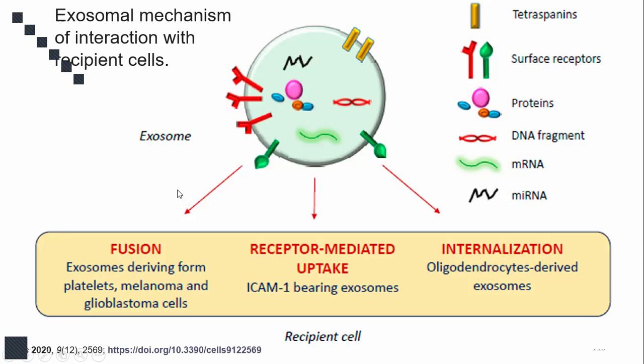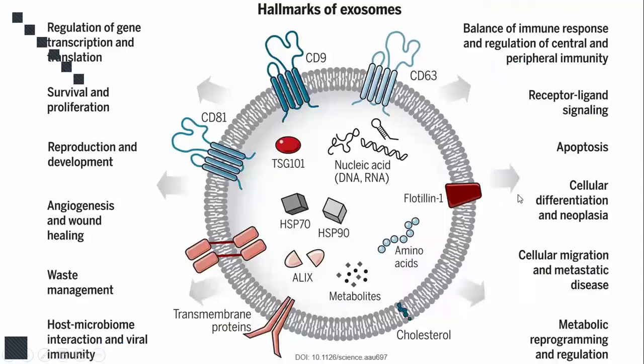Now you can see fusion, receptor-mediated uptake, internalization. In the case of oligodendrocyte-derived exosomes, they enhance internalization. In the case of fusion, exosomes derived from platelets, melanoma, and glioblastoma cells can actually do that. And then you can see tetraspanins, surface receptors, proteins, DNA fragments, messenger RNA, including microRNAs. They are all part of the things that you can see in the exosome.